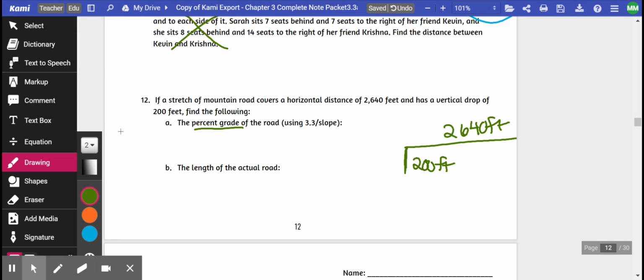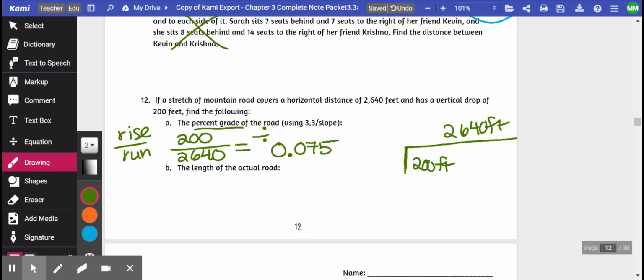So I'm going to have my rise over my run. So I'm going to have 200 over 2,640. And I'm going to just divide that. When I divide that in my calculator, I get 0.0757. And let's change it to a percent. So it would be about 7.6%.